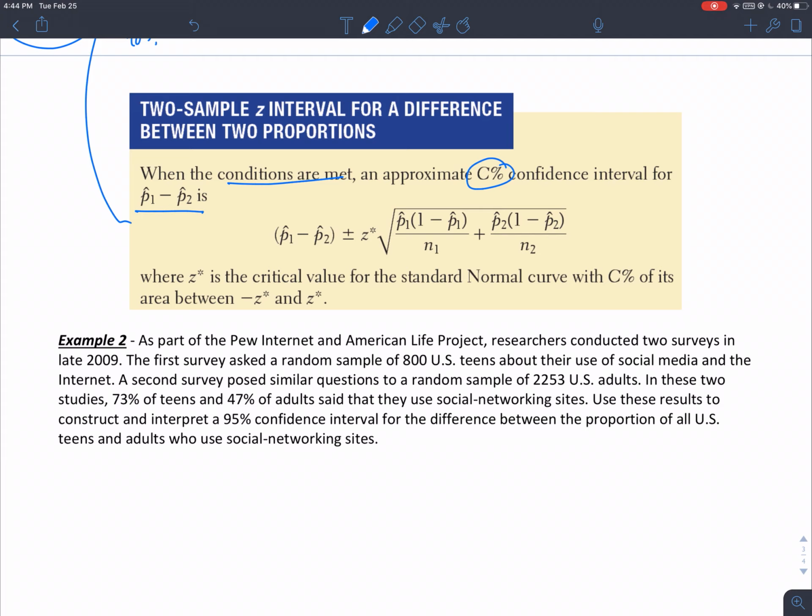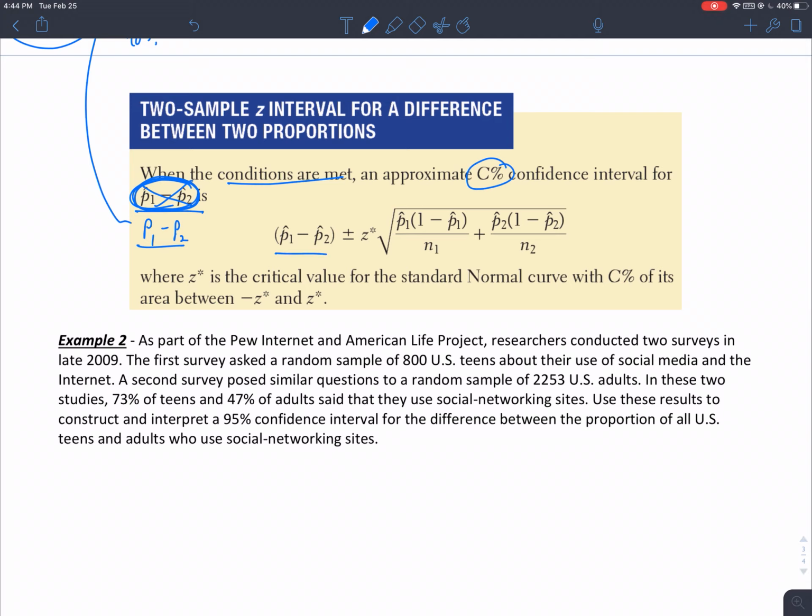Ooh. That seems like a flaw. This should really say P1 minus P2, right? We never want to estimate or build a confidence interval to estimate sample proportions. No, we have that. So that seems like a flaw in their little box there. In any case, here's the formula.